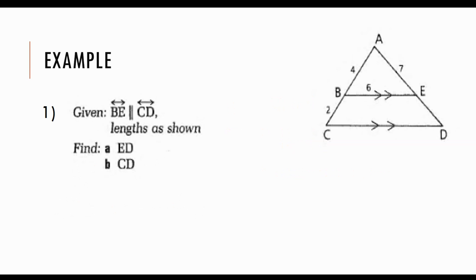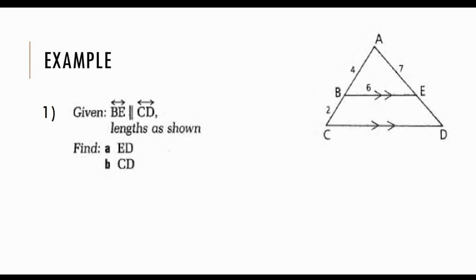So let's use that information and let's do the following. Based off of this diagram, I'm telling you that BE and CD are parallel, and I even have it marked in the picture. I have some of the sides marked as well. AB is 4, BC is 2, AE is 7, BE is 6. We are going to find the length of ED as well as the length of CD.